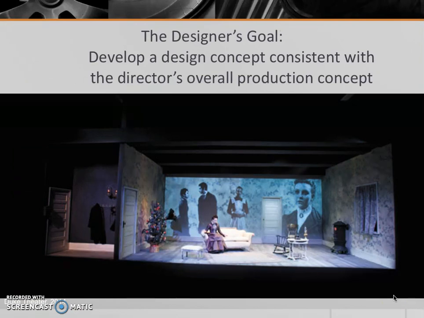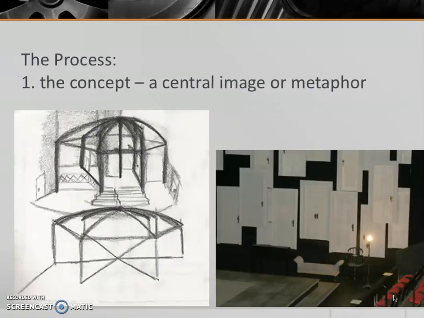The designer's goal is to develop a design concept consistent with the director's overall production concept. Step 1 in the process is to come up with a central image or metaphor to capture the director's production concept. This concept here seems to suggest maybe a bird's cage, and the one over here clearly emphasizes the door. That's such an important statement at the end of the play.